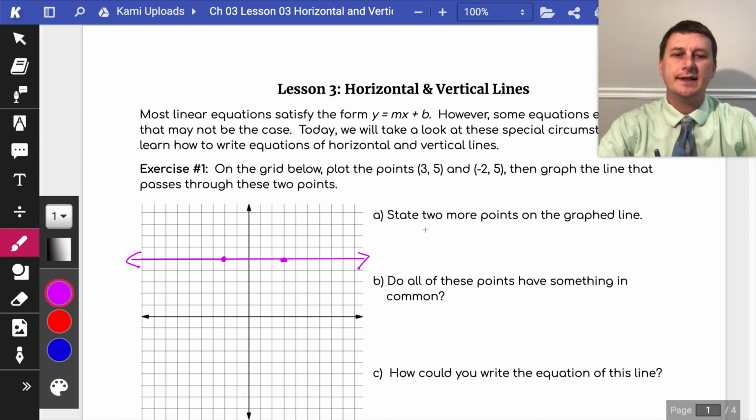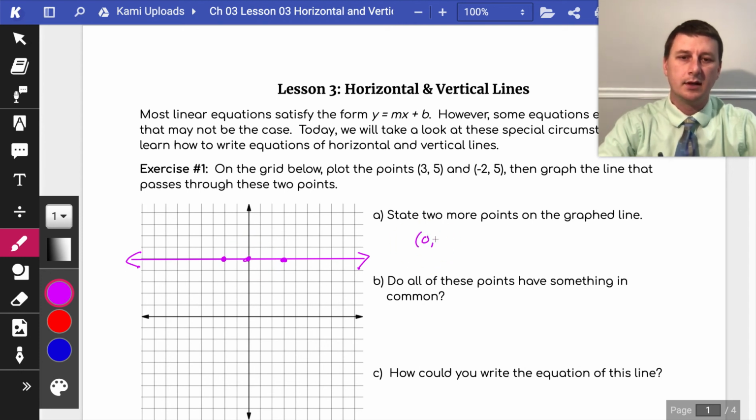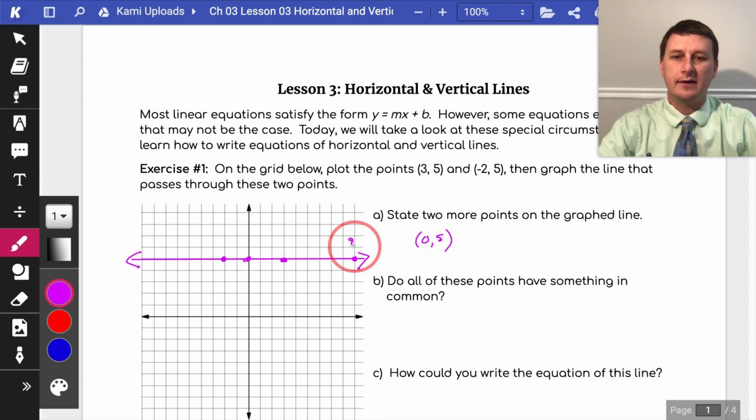Now, it says state 2 more points that are on that graphed line. So let's look for another point on that graphed line. How about this one, 0, 5? And any other point you want. How about this one over here? We've got 9, 5.